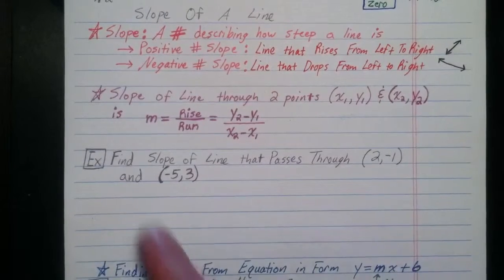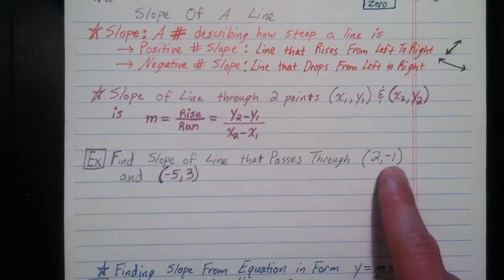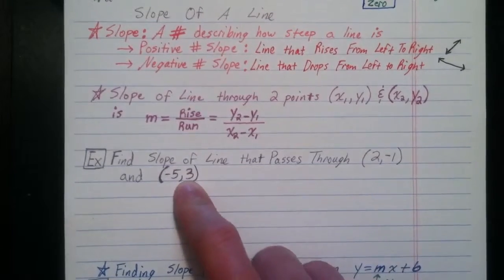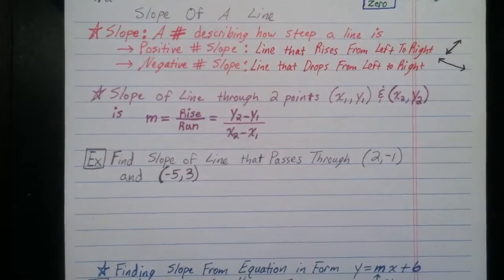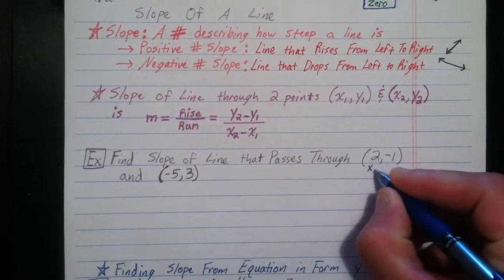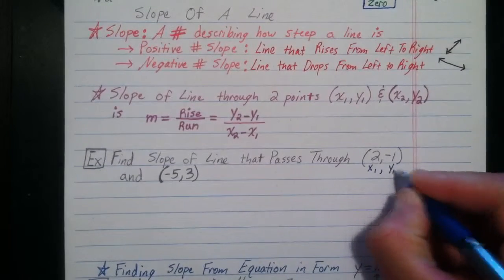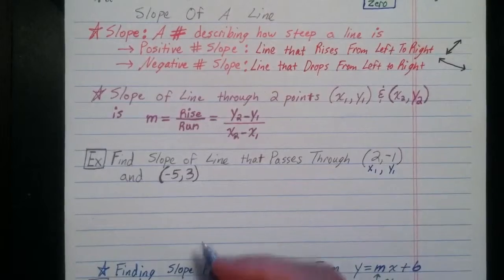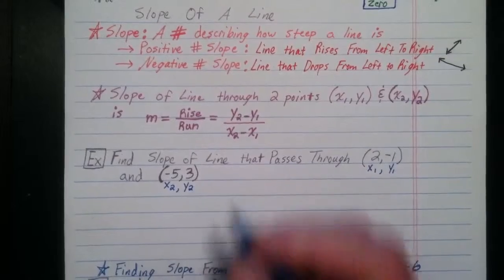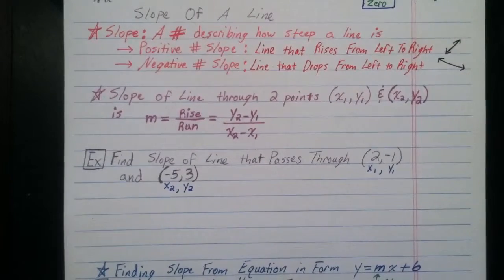So our first example, find the slope of a line that passes through the point (2, -1) and also the point (-5, 3). So we need to start by defining which point is going to be our x1, y1, which point is going to be our x2, y2. It doesn't really matter which one you make which. I am going to call this one, since it's listed first, our x1, y1. Our second point here, our x2, y2. Again, it doesn't matter which one you call which, as long as one is an x1, y1, and the other is your x2, y2.